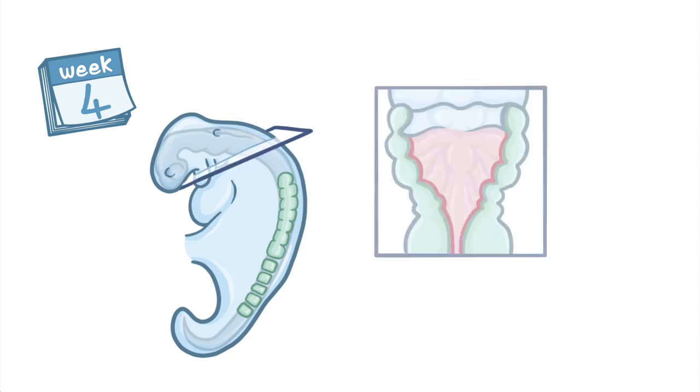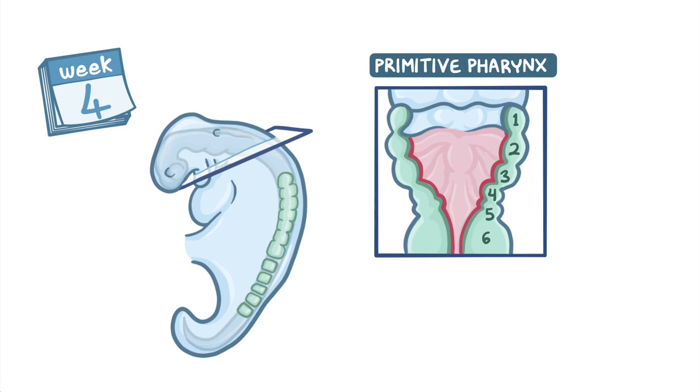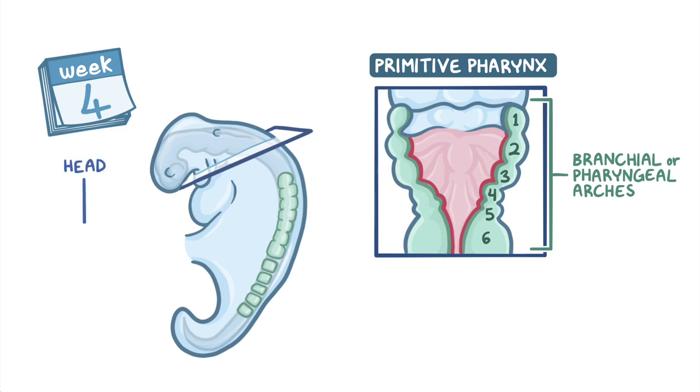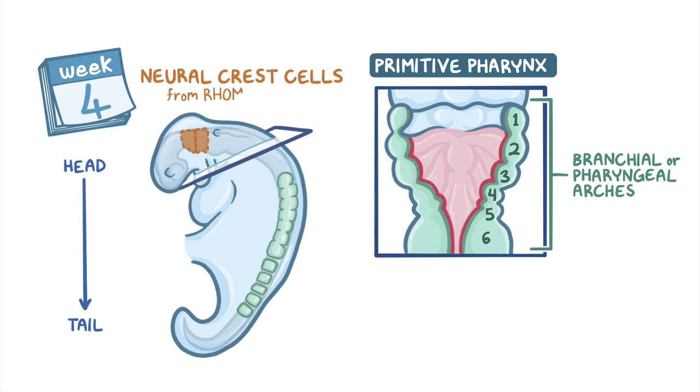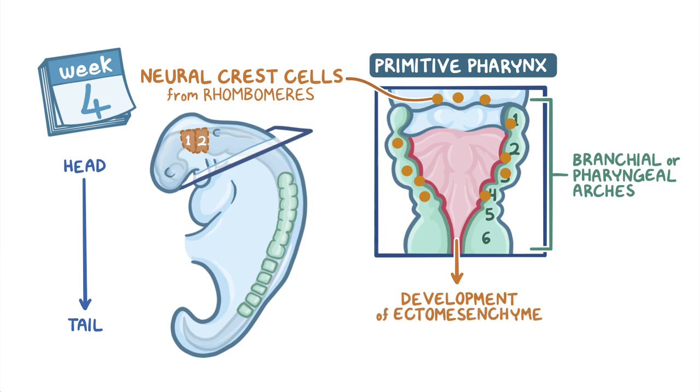At the same time, 6 little bulges or thickenings of the mesoderm sprout from the primitive pharynx to become the branchial or pharyngeal arches. These arches are paired, symmetrical bumps that form on each side on the lateral aspect of the embryo in a craniocaudal fashion, going from head to tail. At the same time, neural crest cells from the midbrain and the first 2 rhombomeres migrate bilaterally to the region and infiltrate the mesoderm bumps where they support the development of embryonic connective tissue needed for craniofacial development called ectomesenchyme.